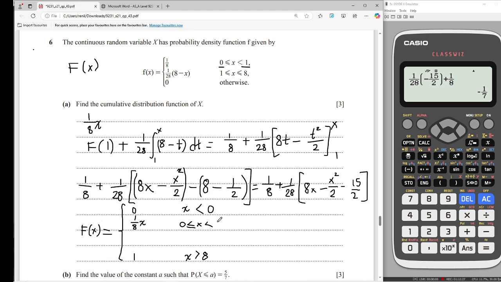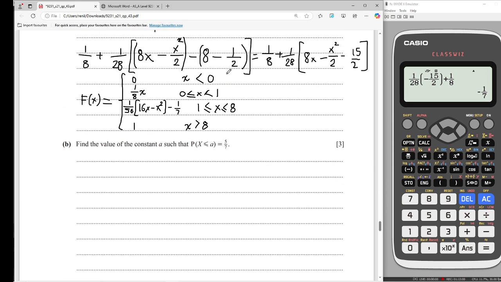And our second value is going to be 1 by 28 or 1 by 56 if you want. 1 by 56, we've just multiplied everything inside. 16x minus x squared minus 1 by 7. That's 1 by 7. Okay, and this is going to happen in the range between 1 to 8. So that's a CDF. Now to find the value of a constant a such that the probability of x is lower than or equal to a is 5 by 7.